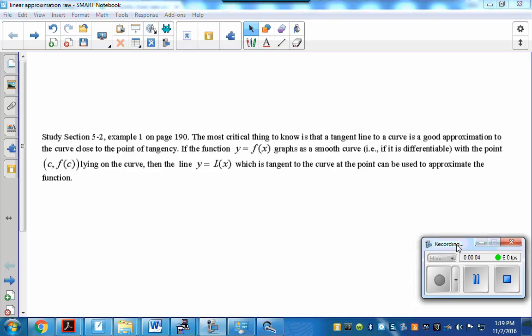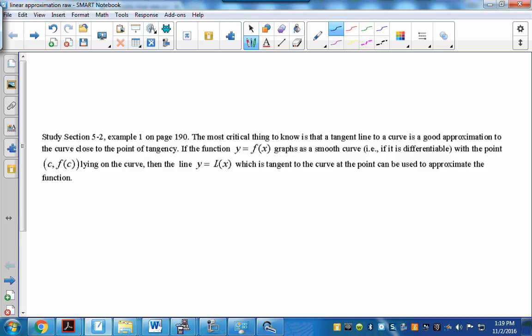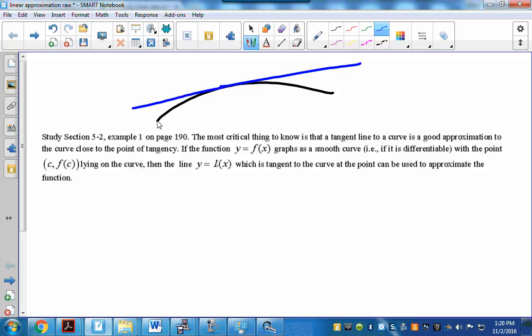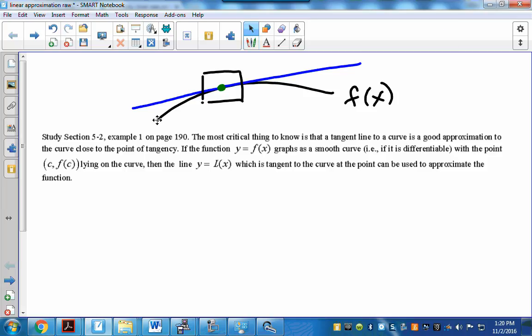The idea is if you've got a curve and a line and they're tangent, then near this point, the point of tangency, if we were to look at this area right in here, we would see that the function and the line are very close to each other. And in fact, the closer we get to that point, the more indistinguishable they become.